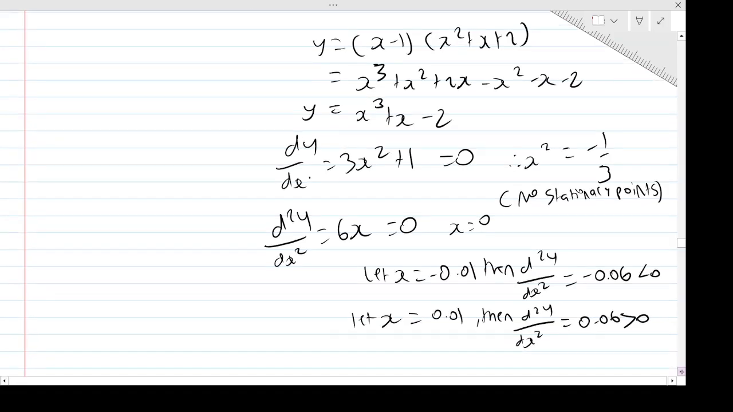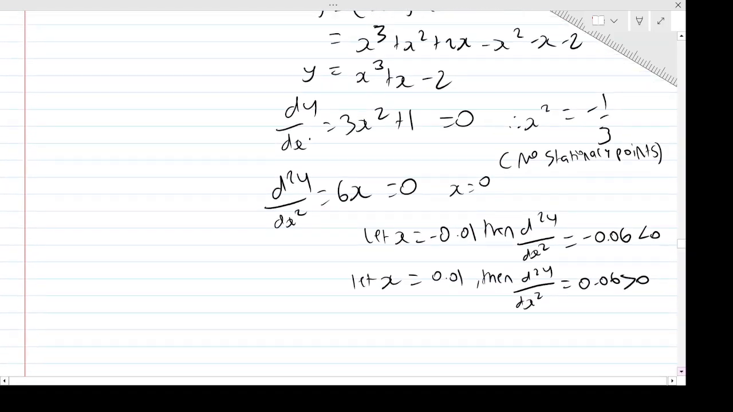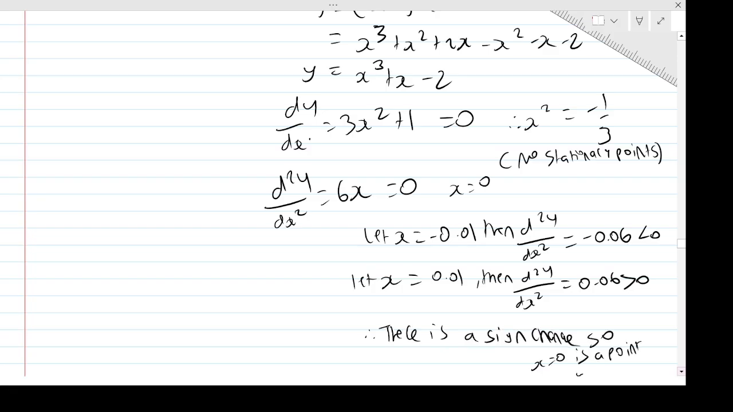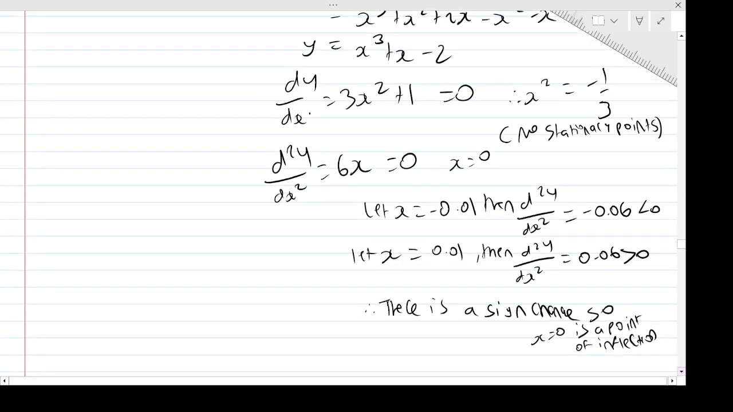So there is a sign change. That's the second piece of the puzzle. There is a sign change in the second derivative, so that means x is 0 is a point of inflection. So remember, a point of inflection is when the second derivative is 0 and there is a sign change around it. Nothing to do with the first derivative, but a point of inflection can still be a stationary point, but it doesn't have to be. It's all to do with the second derivative, okay?